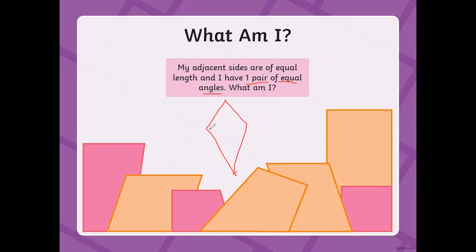When this is called adjacent, from here, this line and this line is adjacent. So my adjacent sides are of equal length. This and this is the same. This and this is the same adjacent side by side. And I have one pair of equal angles. This angle and this angle is the same. So that's called a pair. A pair means two. So what shape is this? Diamond. Very good. Okay. This is a diamond. No, this is a kite. Okay. Do you understand now?